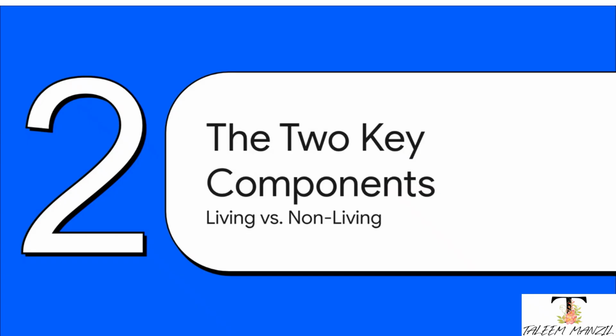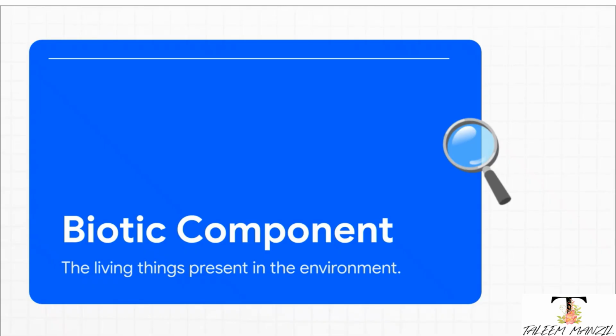Okay, so let's put on our science hats for a second and give these two components their proper names. We're breaking down the world into two teams, team living versus team non-living. First up, we've got the biotic component. You know the root bio, it means life. Think biology or biography. So the biotic component is everything that is or, well, was alive. This is all your plants, your animals, fungi, even the tiniest little bacteria.